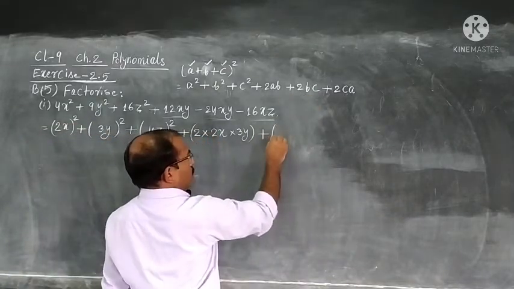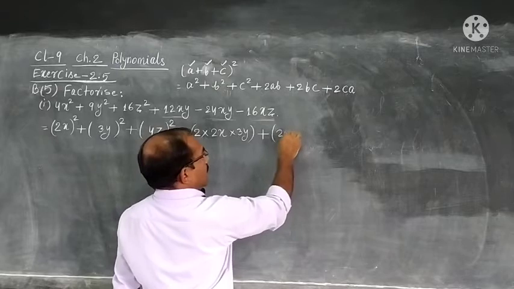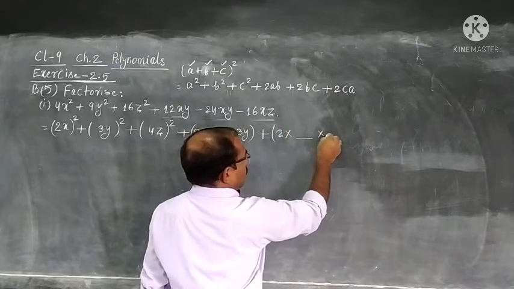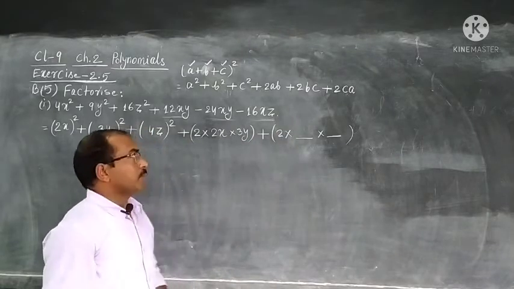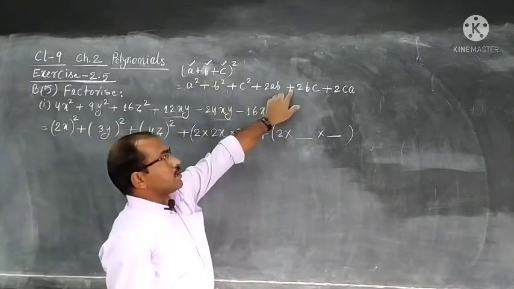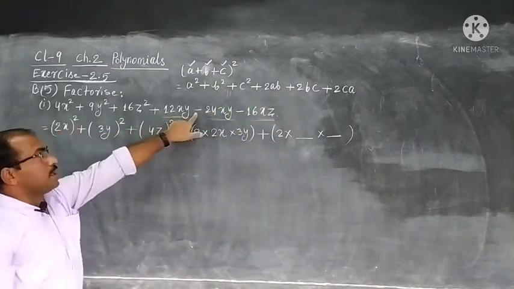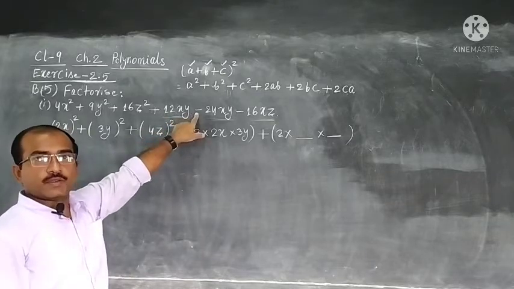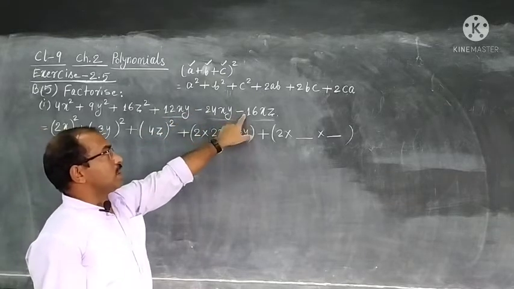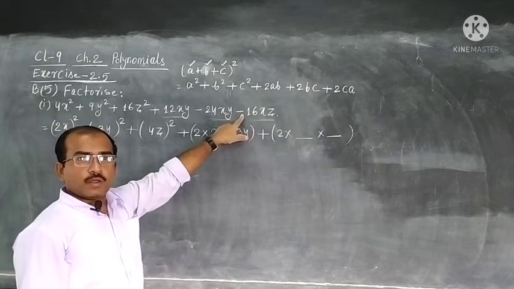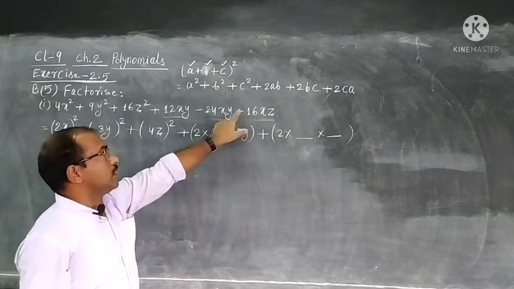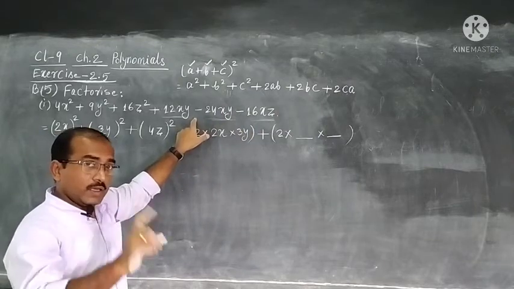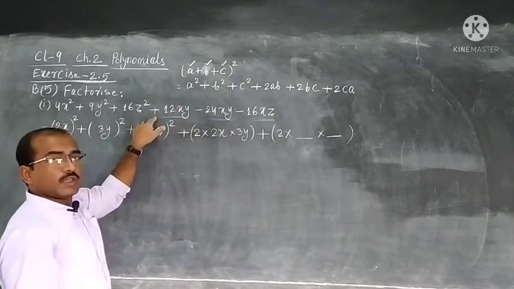Then next what is there? 2bc, plus 2 into b into c. Let us understand, here I have left blank. Why? The identity has plus, but the expression given is minus. Second one, this last one is also minus. That means it is something different. Let us think about that, why it is minus here, minus here and the first one is plus.